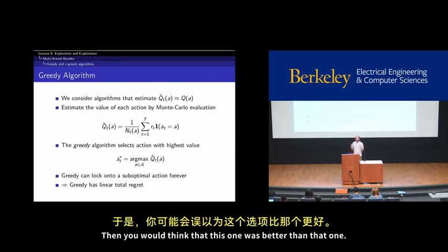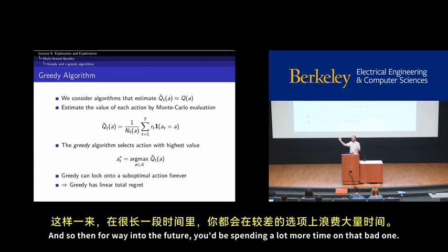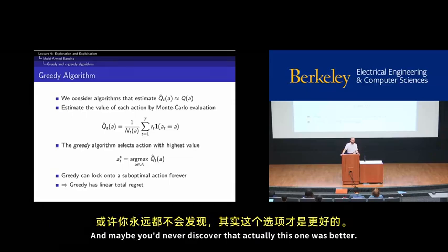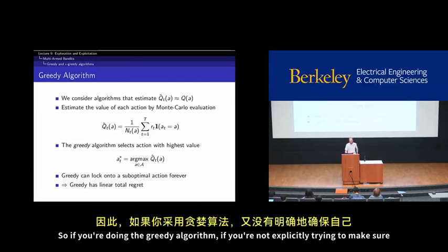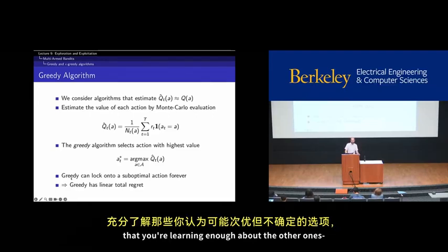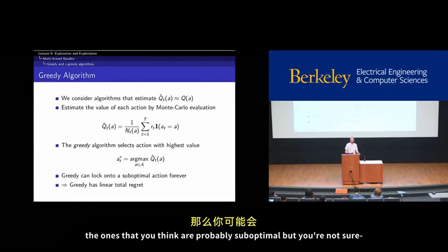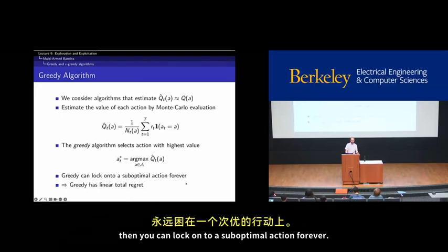Then you would think that this one was better than that one, and so then for way into the future, you'd be spending a lot more time on that bad one, and maybe you'd never discover that actually this one was better. So if you're doing the greedy algorithm, if you're not explicitly trying to make sure that you're learning enough about the other ones, the ones that you think are probably suboptimal but you're not sure, then you can lock onto a suboptimal action forever.